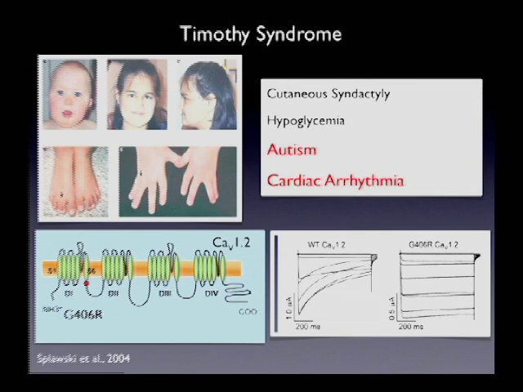the rare form of the channel. Okay? So in fact, the majority of the channels in a cell in a child with Timothy syndrome don't actually have the mutation. They have normal channels. Nonetheless, it leads to this very severe disorder, and the question is why.